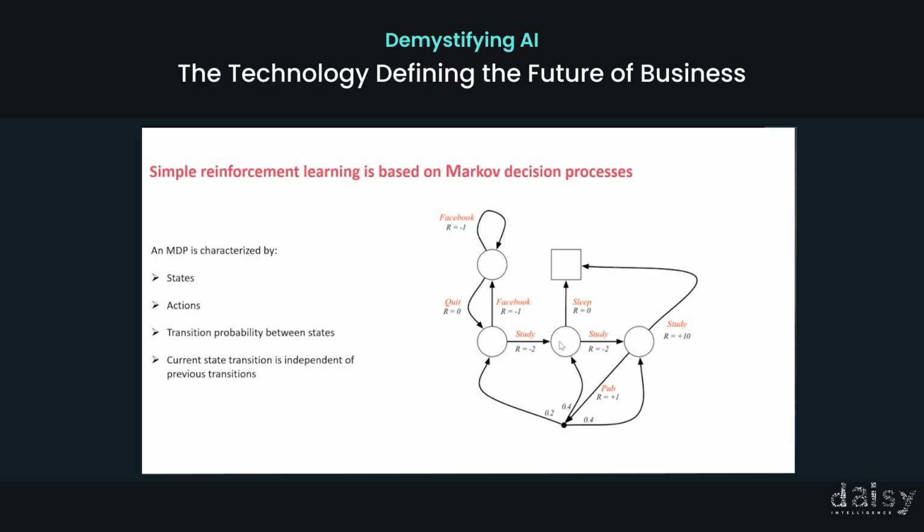They could go to the pub. That's got a 0.4 transition probability. That's a reward of going to the pub. Going from the pub back to studying would be a 0.4 probability. So we have transition probabilities associated with all these. You can go from studying to browsing Facebook, or some other social media. You could completely bail and quit. You get no reward for that. So this is showing transition probabilities going from one state to the next. So the idea is states, actions, and transition probability.